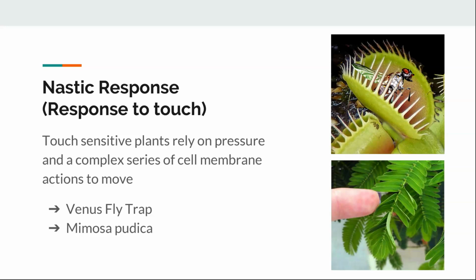Finally, nastic response. This is a response to touch. We won't delve into this for Science 10, but I would encourage you to Google tropism nastic response and look for two cool examples, the Venus flytrap and the Mimosa pudica. It's just pretty cool to see.